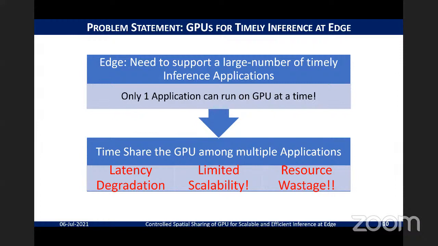And this time sharing results in a lot of other consequences, like latency degradation and limited scalability. In fact, like what we showed earlier, if only one application's kernel is running at any point, it is definitely not utilizing all the GPU resources, resulting in massive wastage of the GPU resources. So these have been the typical challenges.